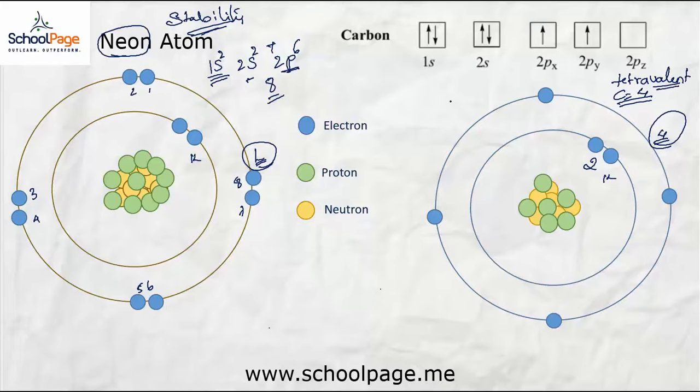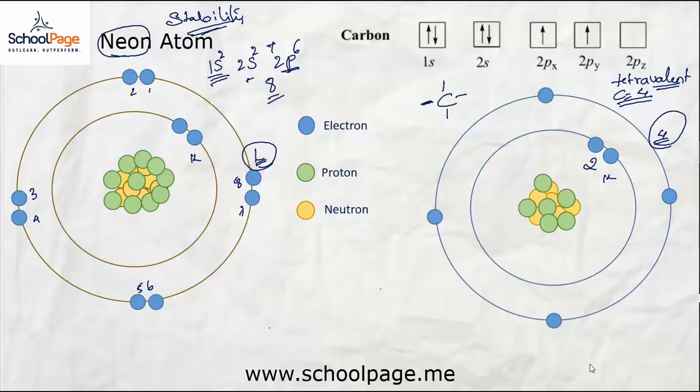The tetravalency of carbon is usually represented by writing the symbol of the atom and drawing 4 lines around it, which indicates the tetravalency. Carbon, by sharing electrons, acquires the nearest noble gas configuration of neon and becomes stable. Carbon shares electrons to achieve octet configuration.